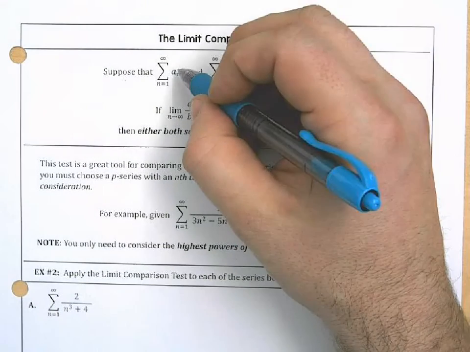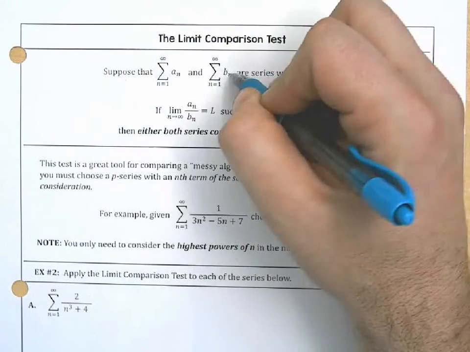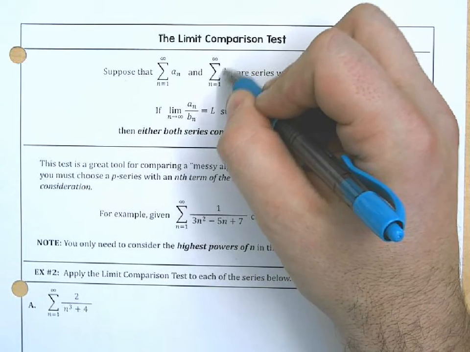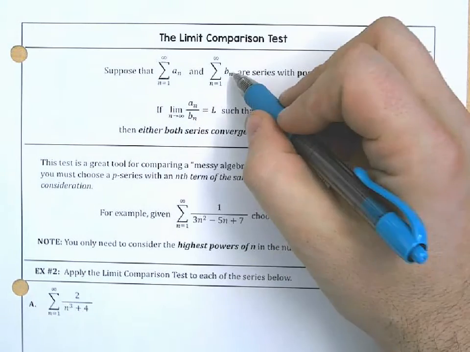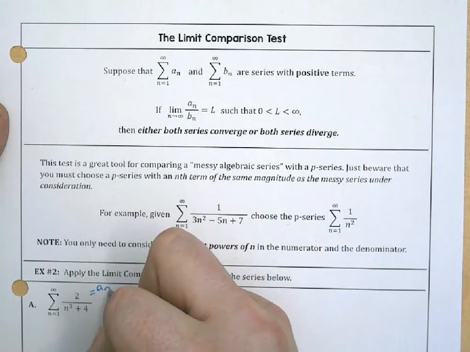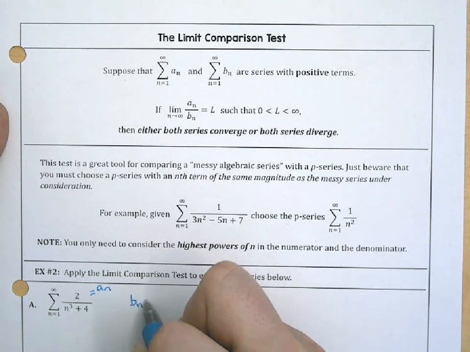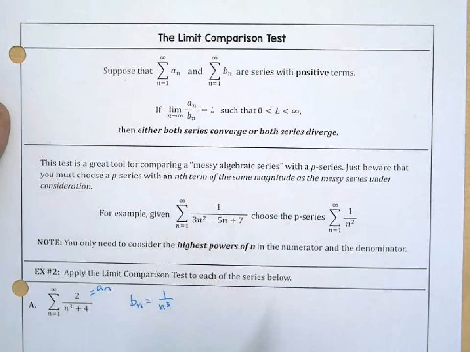So right here, this is going to be our A sub n, and this will be our B sub n. This is the one given to us, the way this formula is working, and this is going to be the one that we're choosing. So this is going to be my A sub n. What should we compare this with? Well, let's compare it with 1 over n cubed.